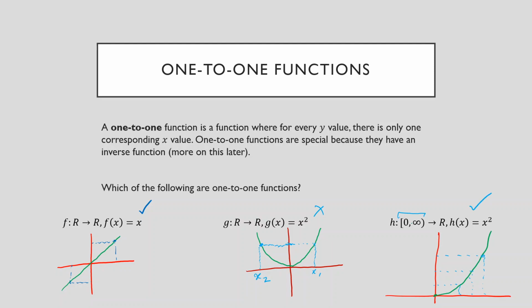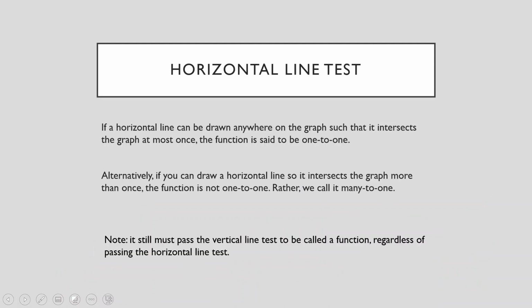Okay? Now, just as we have a vertical line test for testing whether or not something is a function, in general we have a test for whether a function is one-to-one, and it's called the horizontal line test. It's exactly the same as the vertical line test, except we're drawing a horizontal line instead. So, if a horizontal line can be drawn anywhere on the graph such that it intersects the graph at most once, the function is said to be one-to-one.